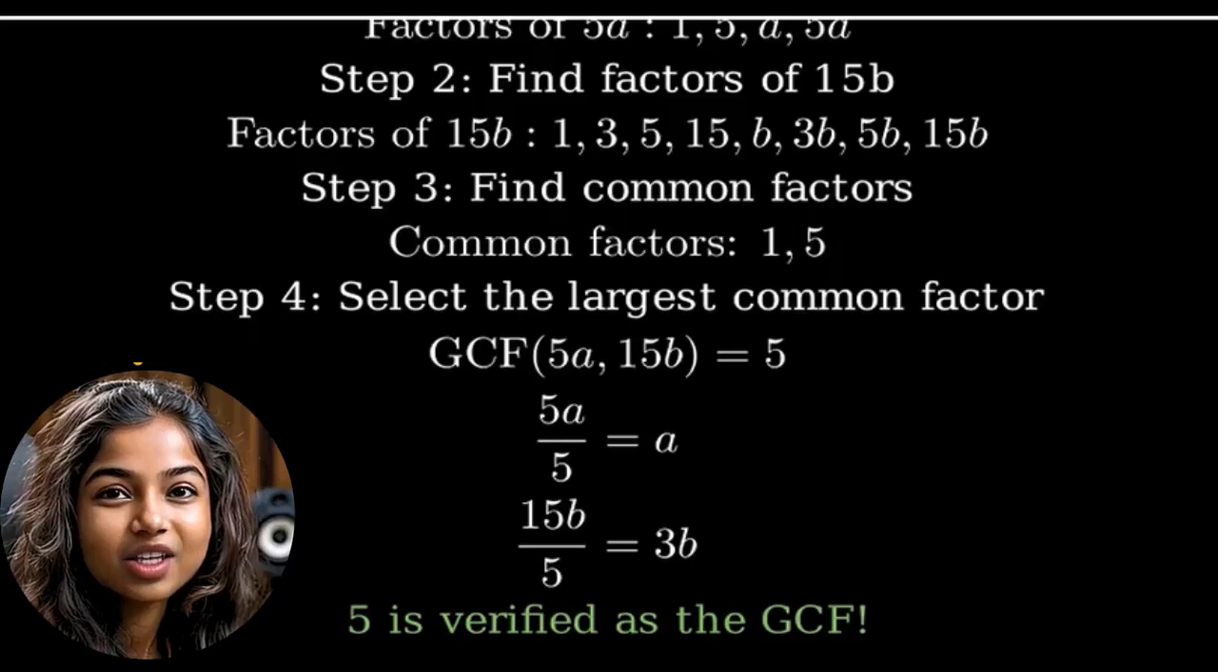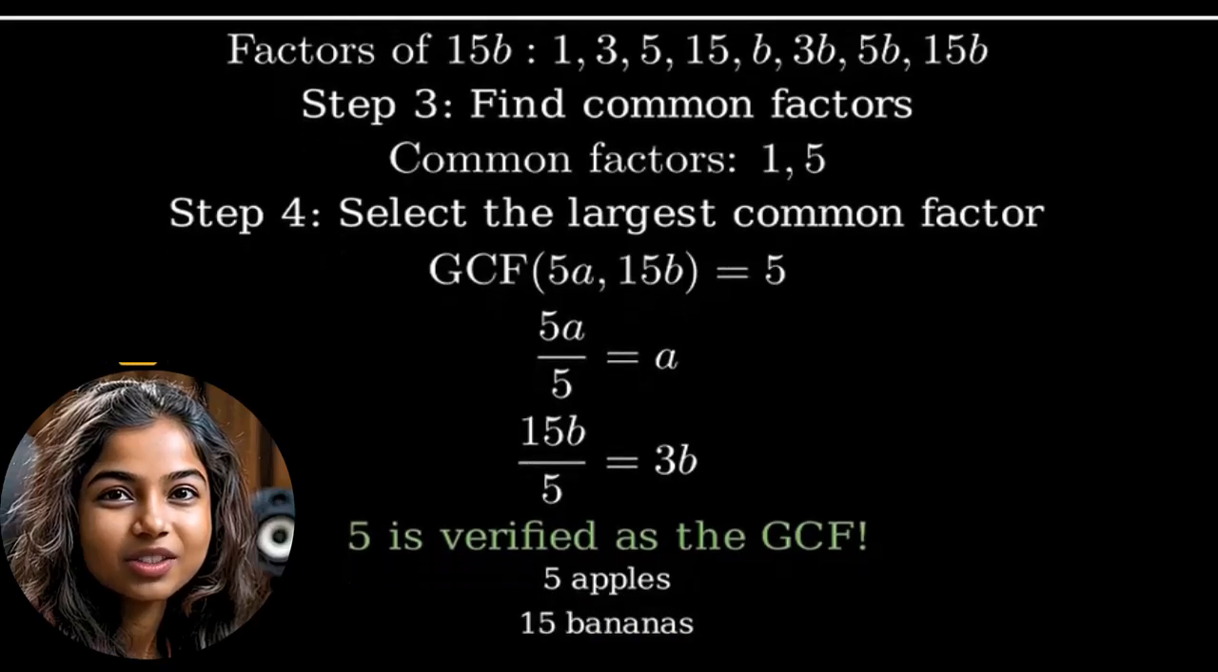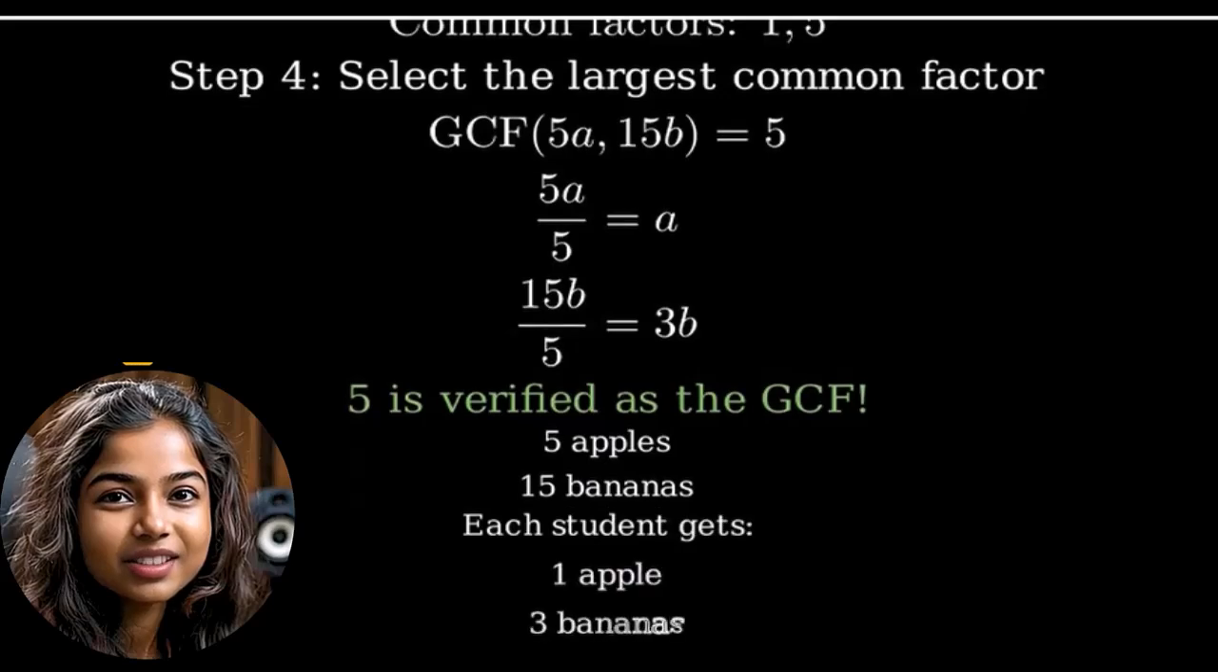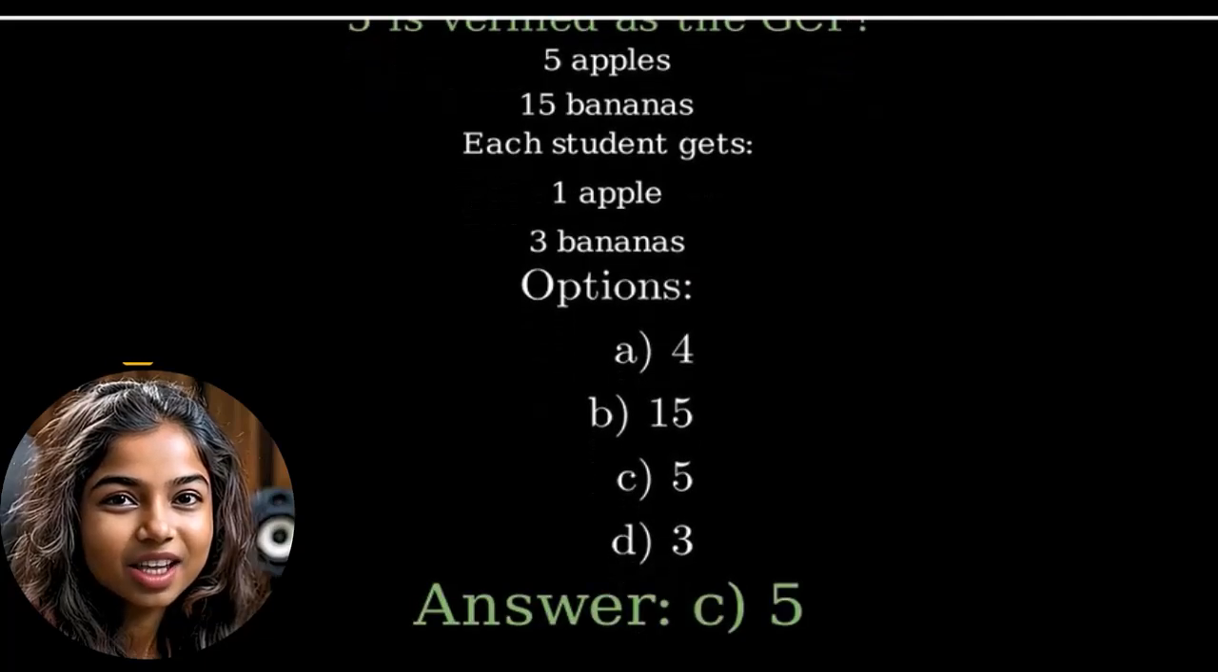Let's look at a real-world application of greatest common factors. Imagine you have 5 apples in each basket and 15 bananas in each box. If you want to distribute these fruits equally among students, the greatest number of students that can receive whole numbers of both fruits would be 5 students. Each student would receive 1 apple and 3 bananas. Therefore, looking back at our multiple choice options, we can confidently select option C, which is 5, as our answer.